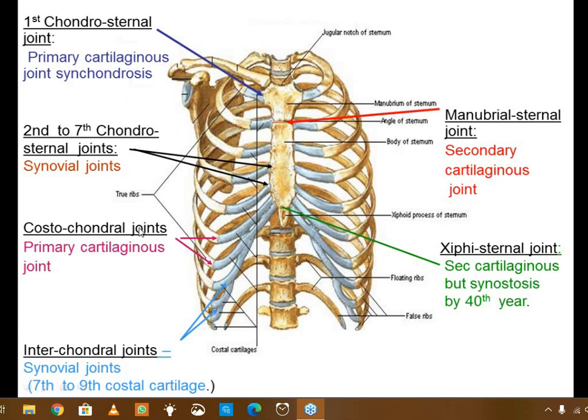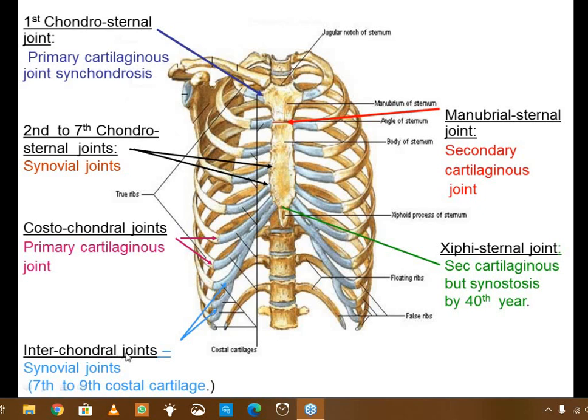Then the costochondral joints, that is, joints between the costal cartilages and the ribs. Costo is for rib, chondral is for cartilage. These are primary cartilaginous joints. Ribs as well as costal cartilages move together. Basically, these costal cartilages are the anterior ends of the ribs, which remain unossified. So these are hyaline cartilage structures only, and they are primary cartilaginous joints. No movement is possible.